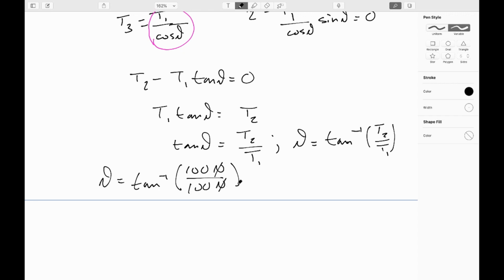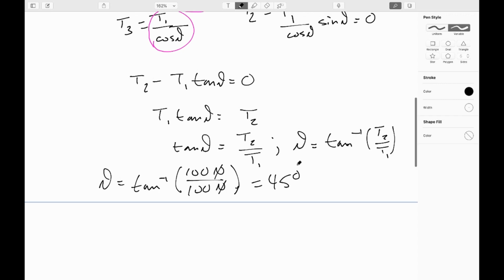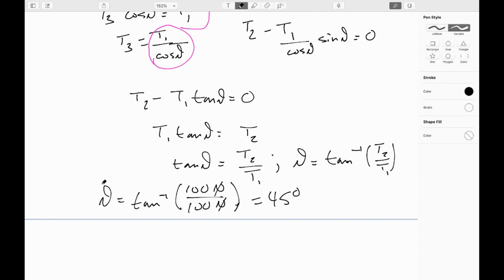Cancel, cancel. Remember, anytime there's a trig function or an inverse trig function involved, the units better all cancel out. And so this is the arctangent of 1, which turns out to be 45 degrees. Great. Now that we've got that, we can take that answer and stick it into either of these, but since that one's just sitting right out there, let's use it.